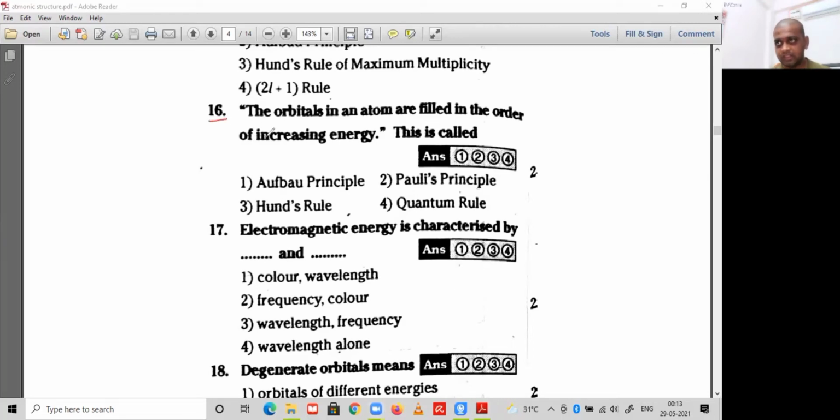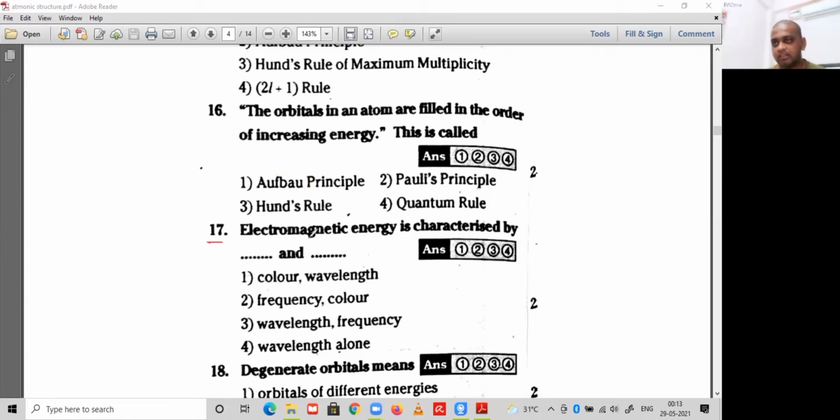Now, the 16th question is: orbitals in an atom are filled in the order of increasing energy. It is nothing but the Aufbau principle. Aufbau is nothing but building blocks. Building blocks, remember. So option 1 is the correct option.